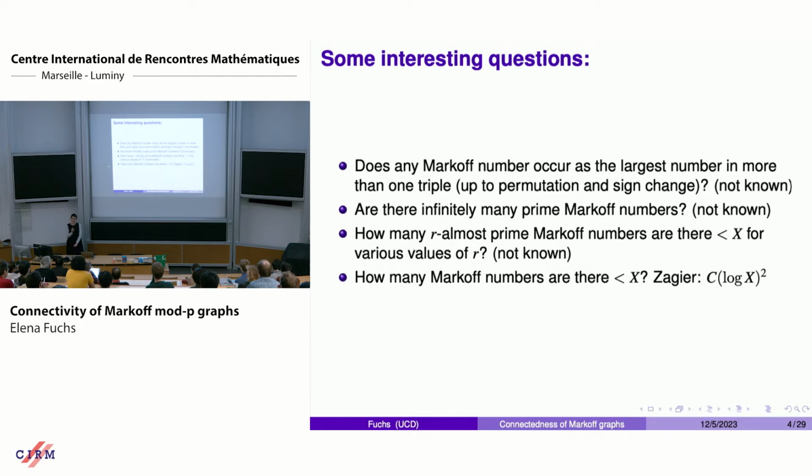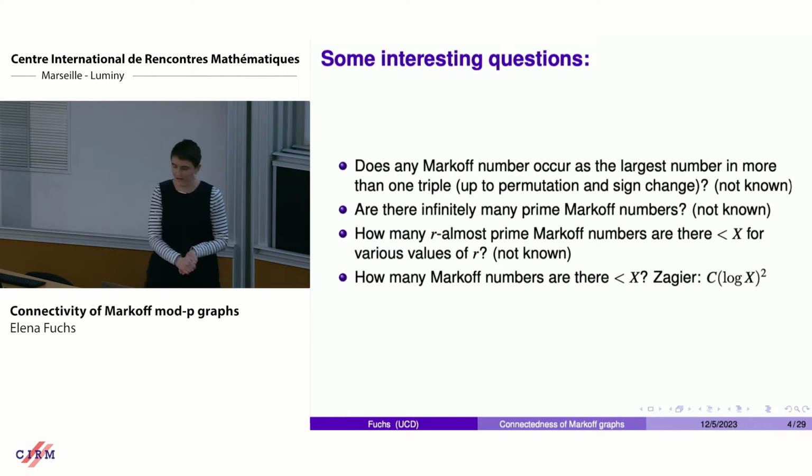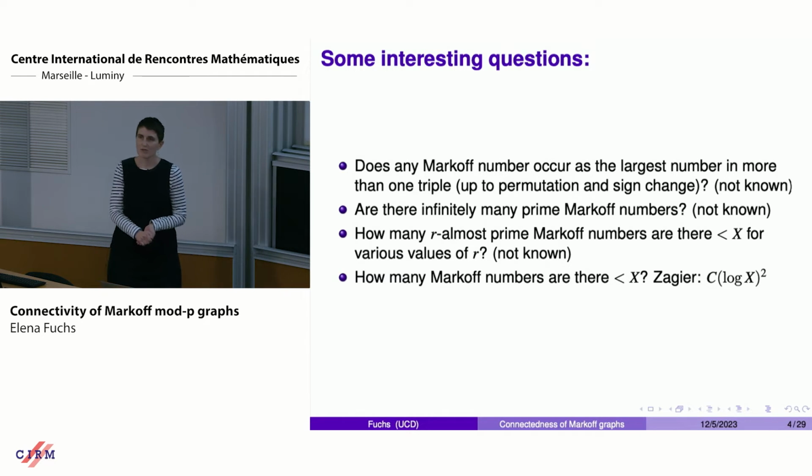There is one thing that we know at this point, which is very unsatisfying. There are infinitely many Markoff numbers that are composite. And in fact, for any R, if you look at R almost prime numbers, they make up a very small proportion. But that's what you would expect anyway.